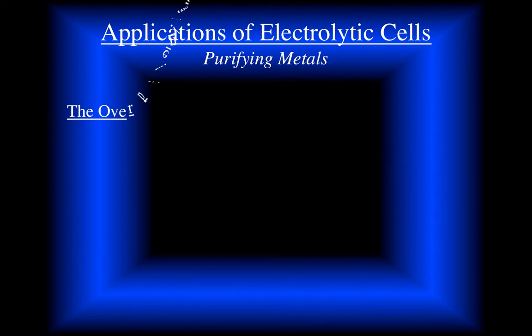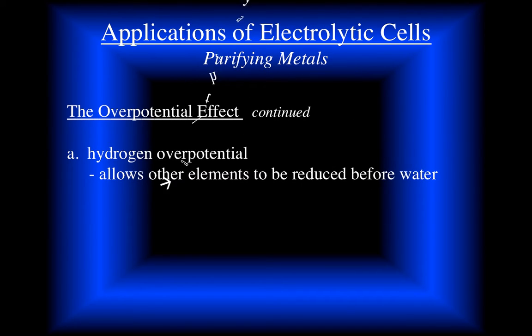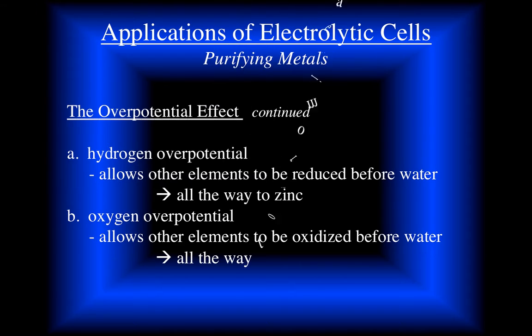We'll look at it on the chart in a moment. Well, it turns out to be a nice effect. And there are two ways. So if we're looking at reduction, when we look at water being reduced, we can get zinc out of a water solution. In theory, we shouldn't be able to do that. But water will reduce after zinc reduces. So that means we don't have to use molten zinc to get at it.